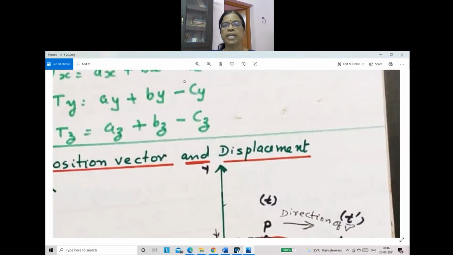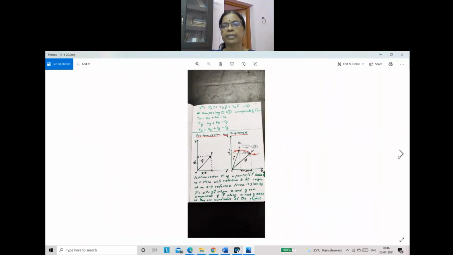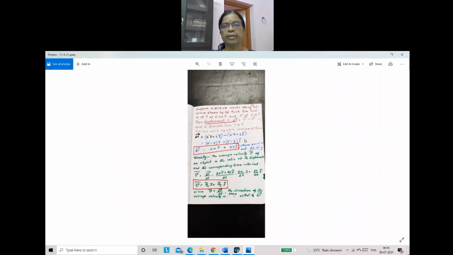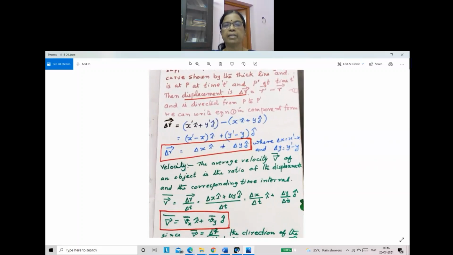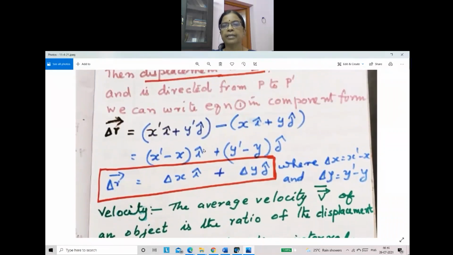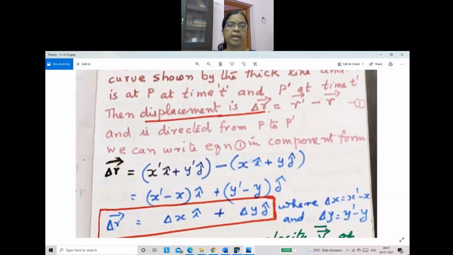So displacement vector is PP dash, that is represented by R dash minus R. You can see that. Delta R, displacement vector, is equal to R dash minus R, OP dash minus OP. That is what we have said. Instead of OP dash, it is written vector R dash. Instead of OP, we have written vector R. That is the position vector. And here displacement vector is written as delta R. Vector delta R equal to R dash minus R.